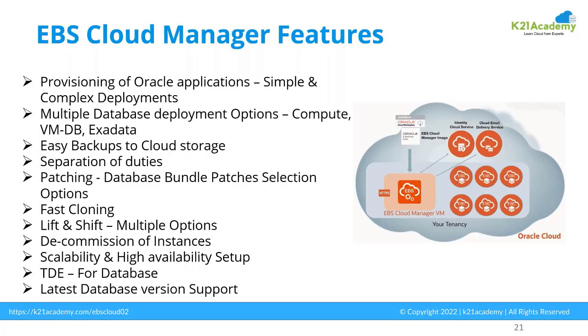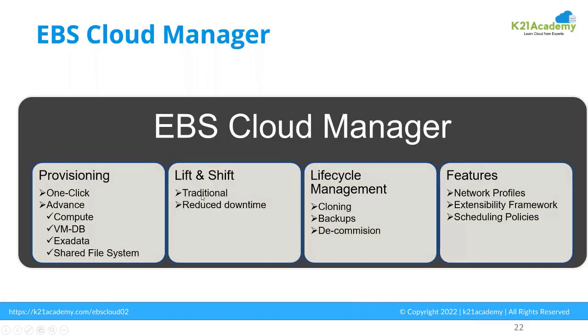19c support. Nowadays everybody is looking for the upgrade, and 19c is the latest version. So 19c support is there for EBS Cloud Manager too. Recently they have added it. So this is what I just added here in a nutshell, what all is available. The new things available are the network profiles, the extensibility framework, and scheduling policies. These are the new features which have been introduced recently. As and when we are doing provisioning, these features will be pretty much required, so we are going to take a closer look there.